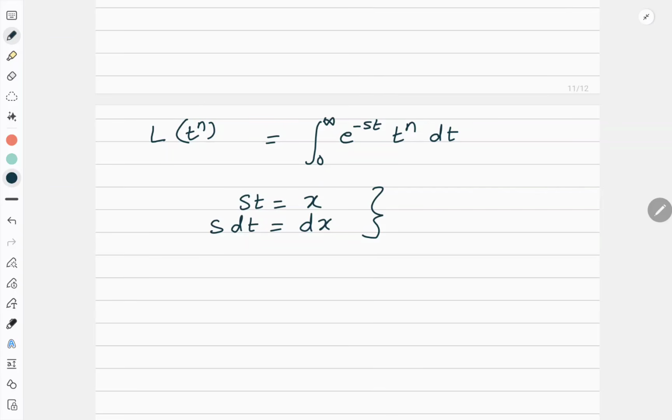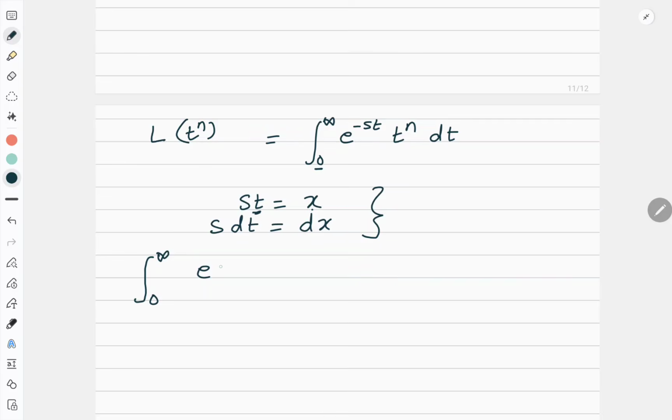The next one is Laplace of polynomial, that is t to the power n. Now this is little different, so pay attention. Now 0 to infinity e to the power minus st t to the power n dt. Now how to integrate it? So what I'll do, I'll put st is equal to x. This gives me s dt is equal to dx. Now substitute this in the integral. Obviously when t is 0, x is also 0. When t is infinity, x is also infinity. So the limit remains the same, 0 to infinity.